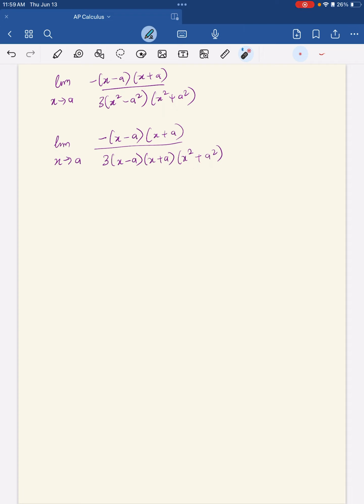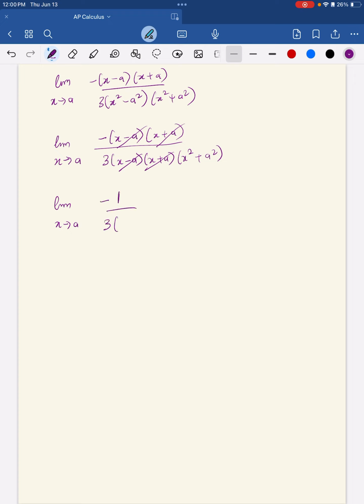Then I see here that this can cancel out, and this can cancel out. Then this becomes limit x tends to a of minus 1 divided by 3 times x squared plus a squared. So I've been able to simplify it to this point. Then I can substitute x for a into this equation. Then I have negative 1 over 3 times a squared plus a squared, which is negative 1 divided by 3 times 2a squared.